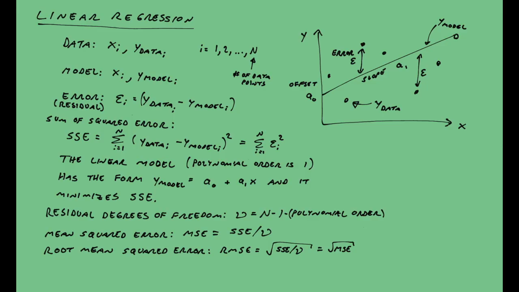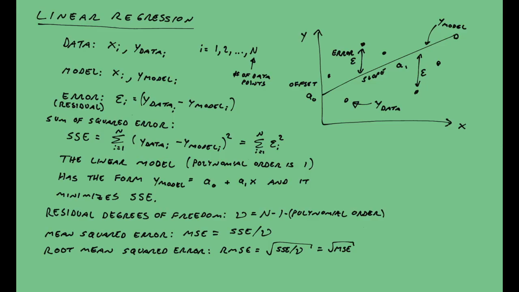The mean squared error is a quantity that's often talked about. It's the sum of the squared errors, or SSE, divided by the residual degrees of freedom, nu. So it's important to say that the mean square error is not simply SSE divided by n, rather it's SSE divided by nu.